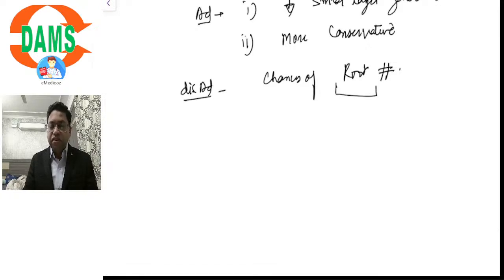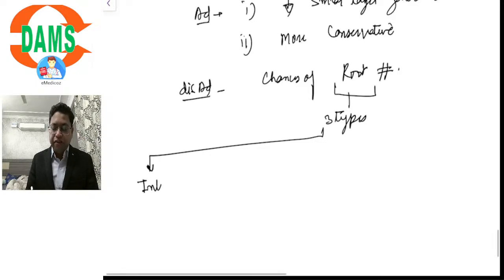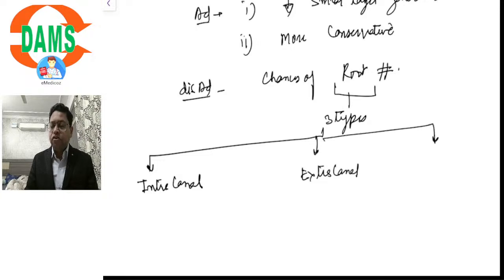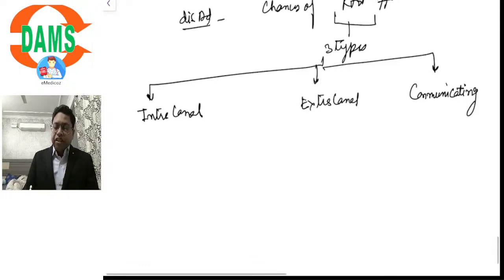These root fractures are principally of three types. What are the three types of root fractures that can occur? Intracanal, extracanal, and communicating. Intracanal fractures, extracanal fractures, and communicating.